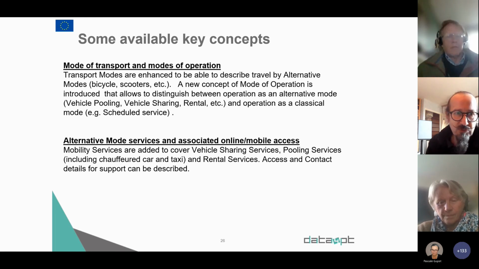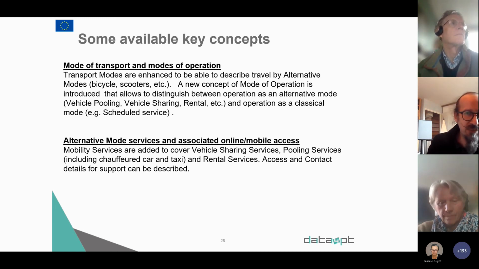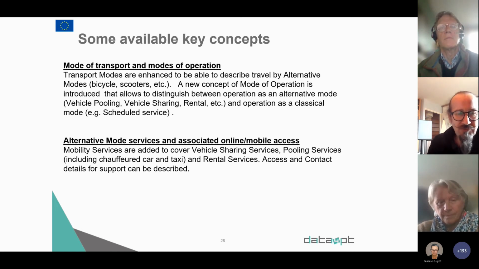There are a lot of key concepts, just two of them are important here and that we are managing from Transmodel and NeTEx, inside NeTEx, of course. The fact that you have a mode of transport, which is a vehicle mode. It's really describing the type of vehicle you're using, but you also have a mode of operation, and a single type of vehicle can be used with different modes of operation. Typically, a car, you can use it for taxi, for vehicle sharing, for carpooling. So the same vehicle mode can be used with different modes of operation.